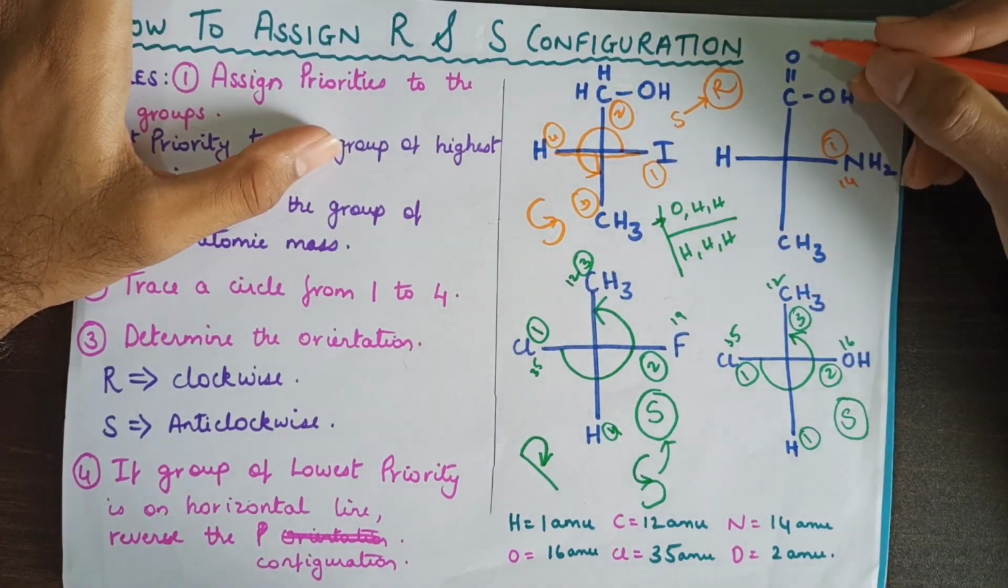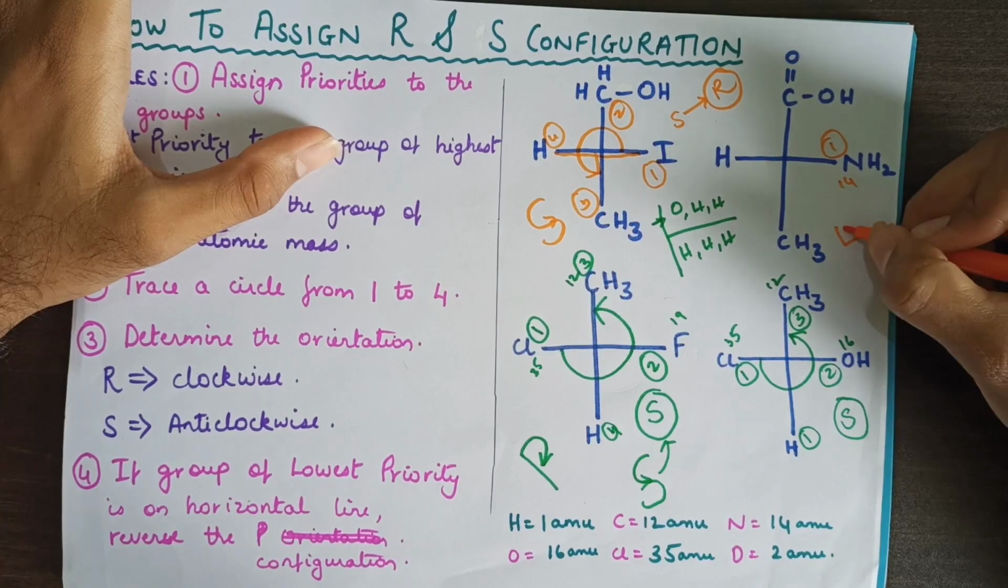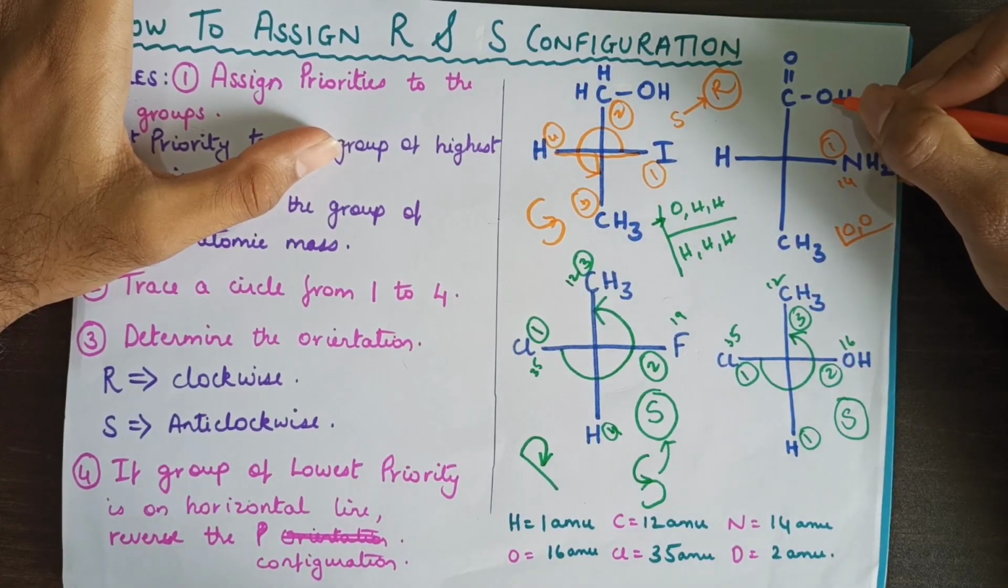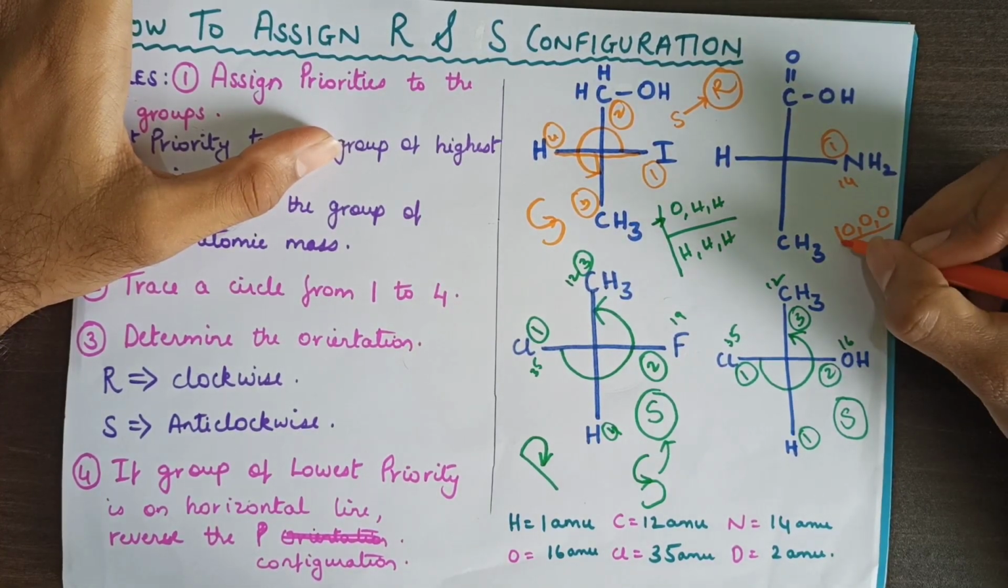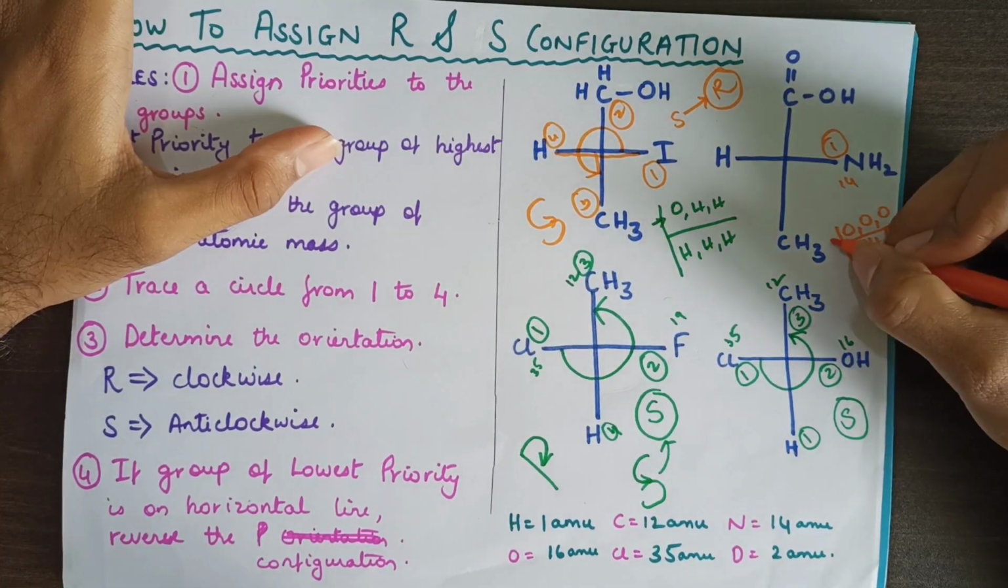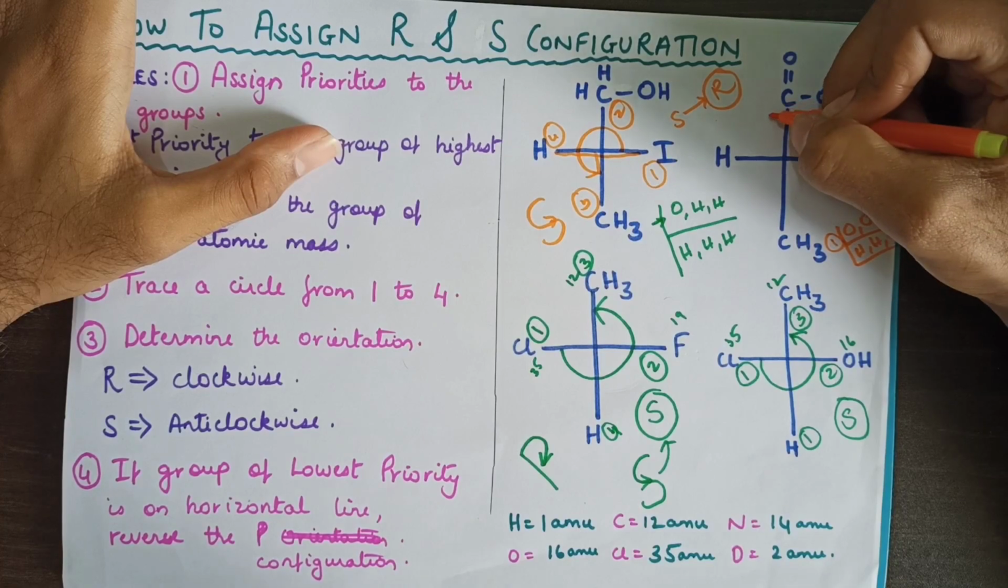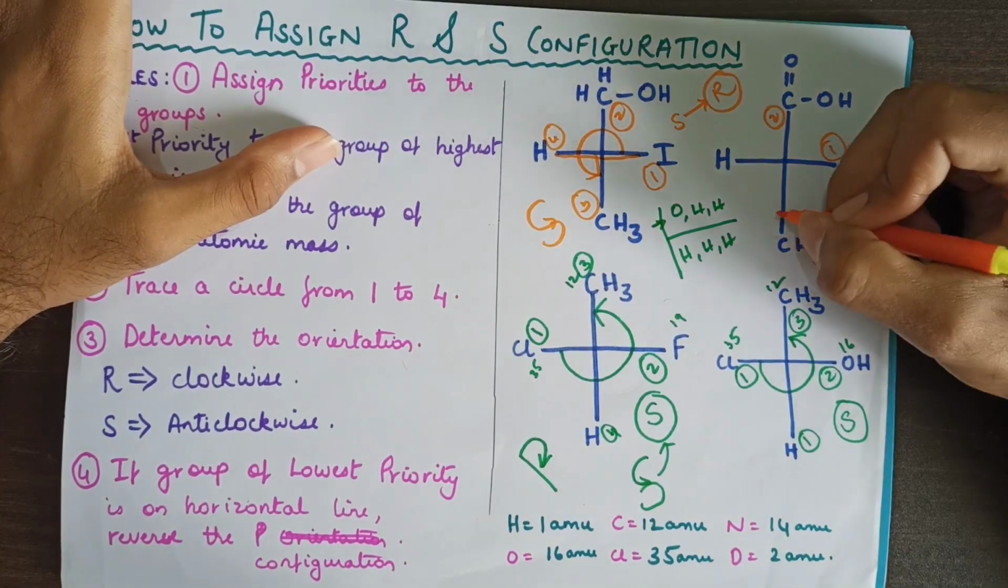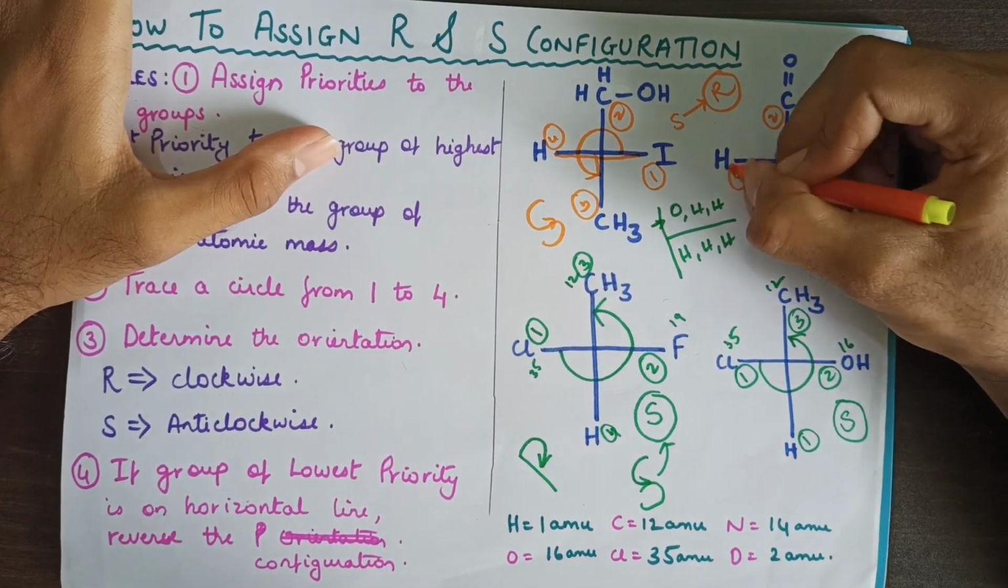Whenever there is a double bond, you consider it as two oxygens. Oxygen. There's another oxygen here, so another oxygen. Now this carbon is connected to a hydrogen, a hydrogen, and a hydrogen. So obviously this will get the first priority, so it will be here. Second highest, third highest, and the fourth highest priority.